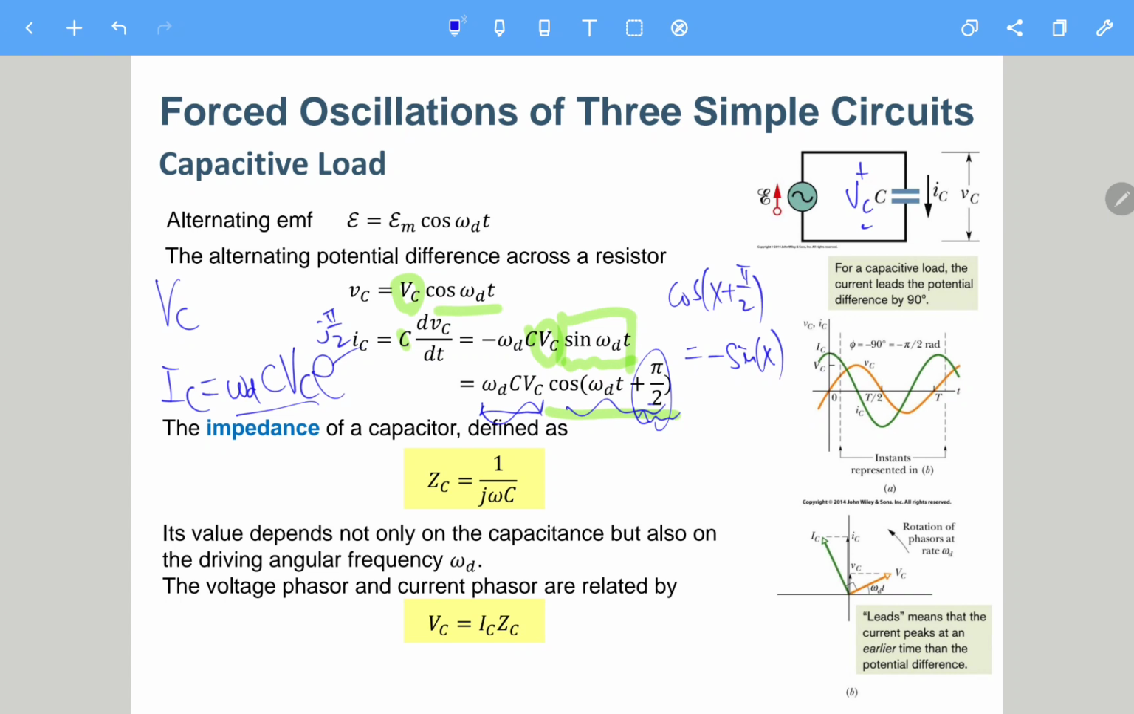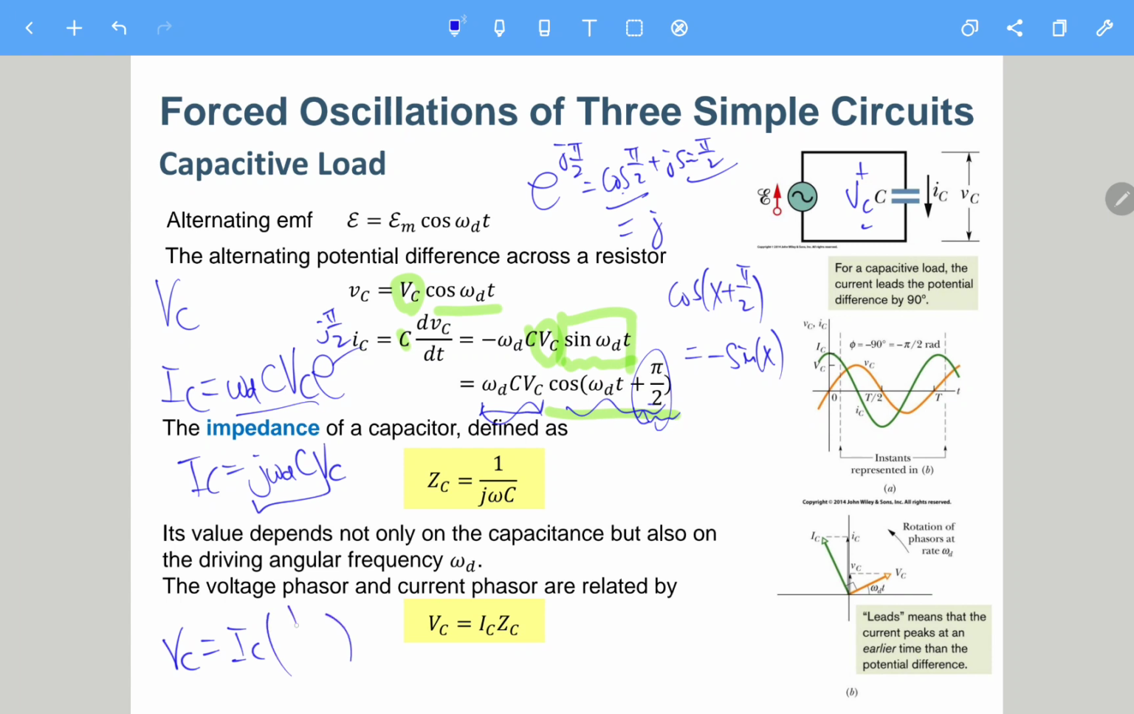So exponential of j pi over 2, what is it? If you still remember, cosine of pi over 2 plus j sine of pi over 2. This is 0, this is 1. So this is j. So this is j omega_d C V_C, this is I_C equals this one. So we move this thing over, and we have V_C equals I_C times 1 over j omega_d C.